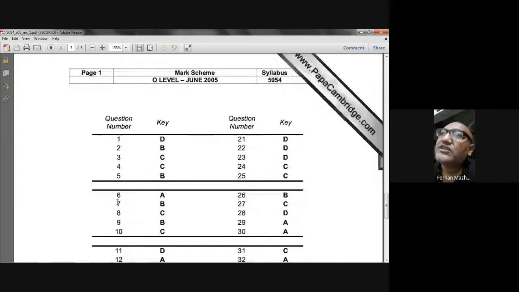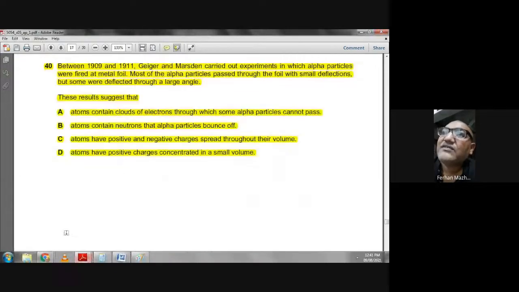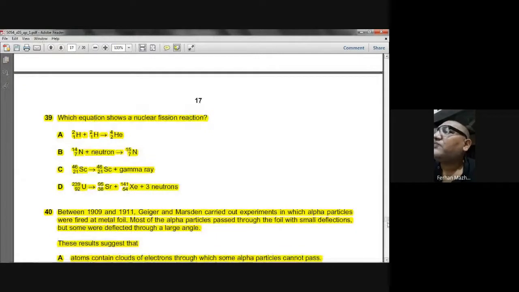So, my dear students, today we have completed this paper. Let me show you the paper. Today we have worked on the May-June 2005 MCQ paper, and I have done this paper in two parts. This is the second part we are doing, and the subject we are studying is Physics 5054.